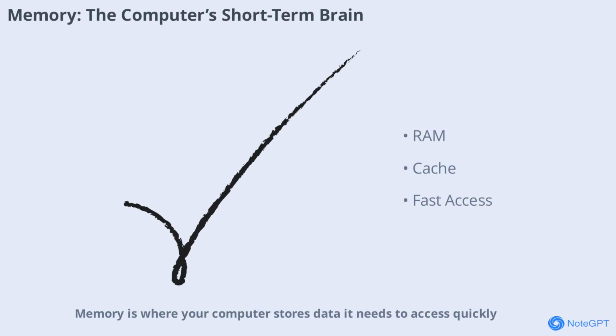Memory is where your computer stores data it needs to access quickly. There are several types of memory, including RAM, random access memory, and cache. RAM holds data for active programs, while cache provides even faster access for the CPU. Efficient memory design is crucial for smooth performance and multitasking.